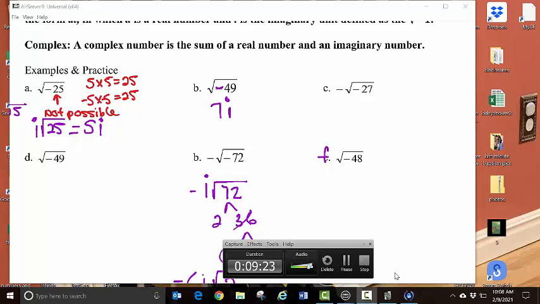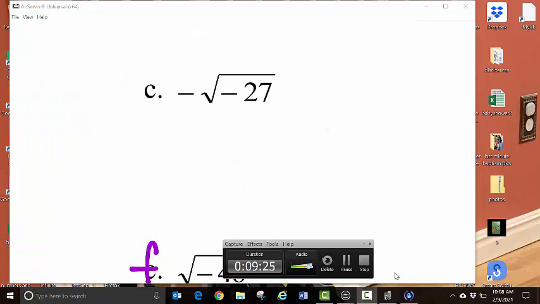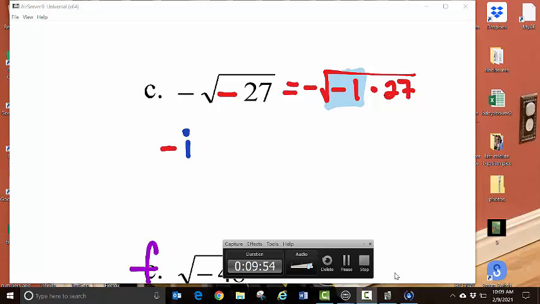So let's look at C. The biggest issue we have is there's a negative under the radical. This is really the square root of -1 times 27. This part right here, the square root of -1, that's your imaginary part. So what you really have is negative, and then that -1 under there is your i, and you're left with the square root of 27.